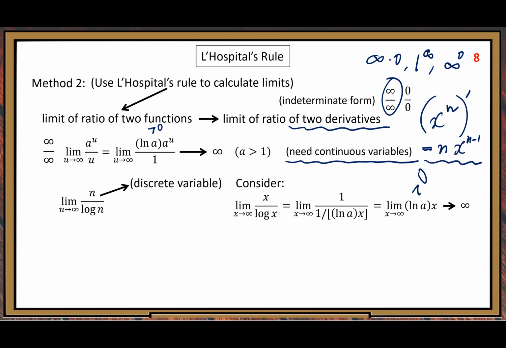Then we go back to the original question. We find the limit is infinity. We go back to our original question, and we say that limit equals infinity. Why? Let me explain why we can go back. It's legal. It's rigorous.